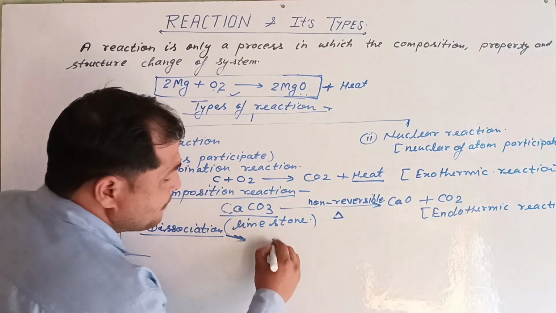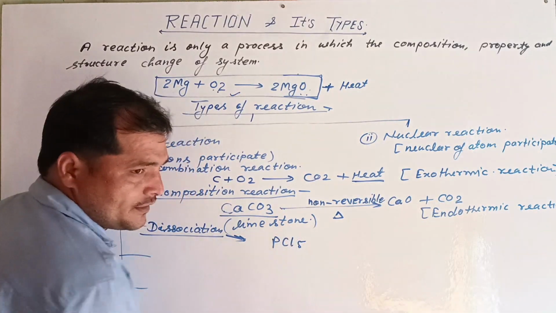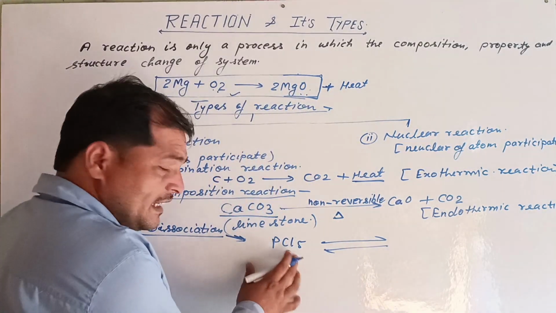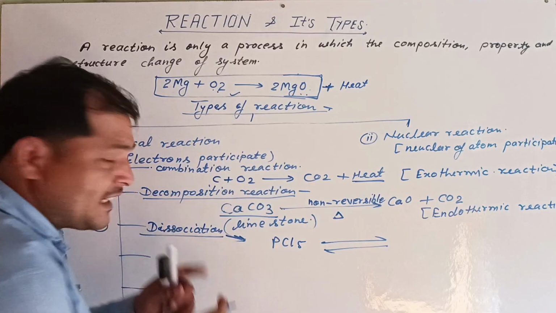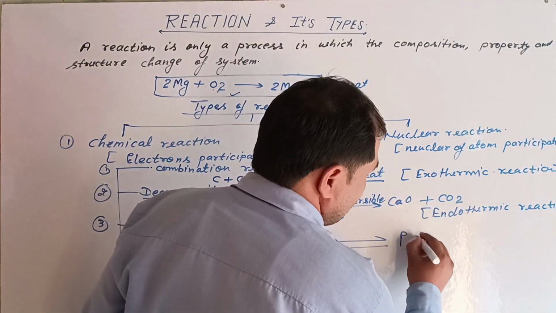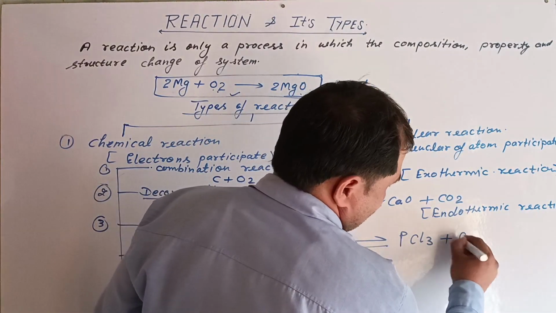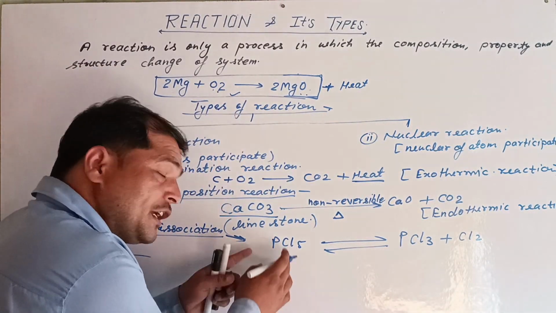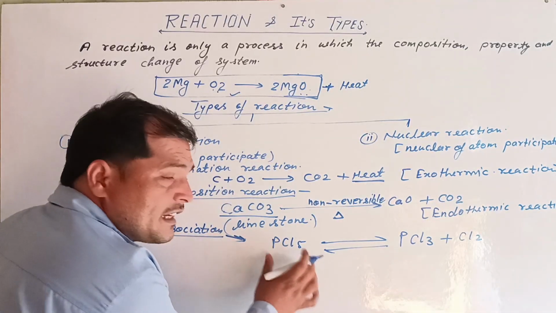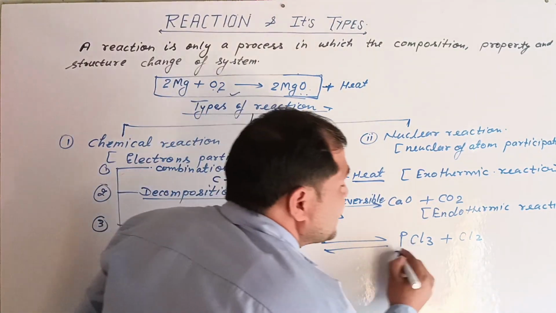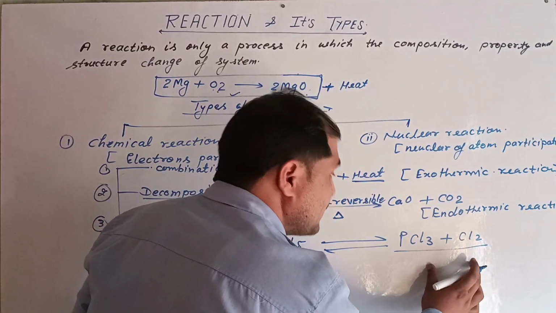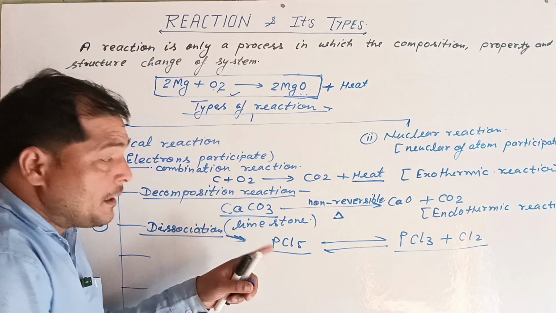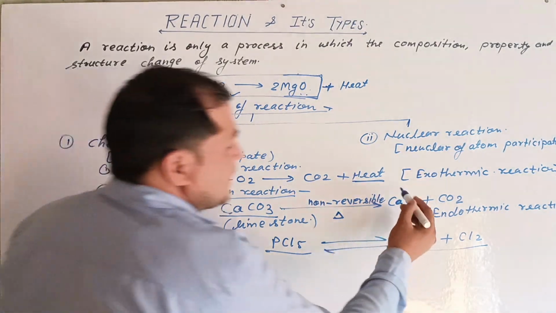For example, PCl5, phosphorus pentachloride, on getting heating energy is dissociated into two main parts, PCl3, phosphorus trichloride, plus Cl2. But the formation of phosphorus pentachloride again is possible: by the combination of phosphorus trichloride and chlorine gas, it can form phosphorus pentachloride.